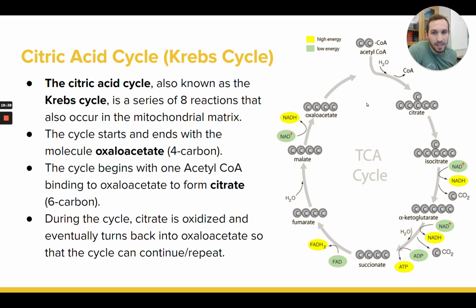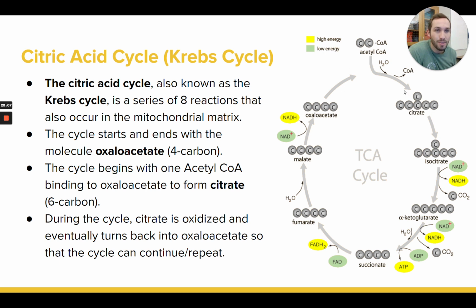So if you look here, there's this molecule called oxaloacetate. Oxaloacetate is a 4-carbon molecule, and it's going to join together with acetyl-CoA to start this cycle. There's a reaction that joins them together. And when you join them together, you're going to end up with a 6-carbon molecule, 2 plus 4, called citrate.